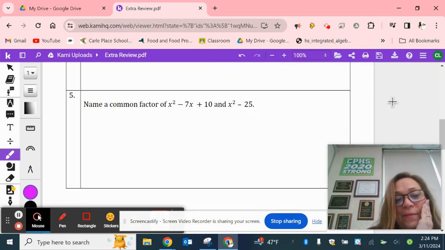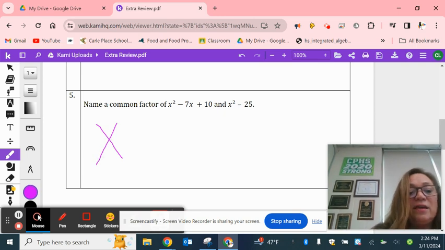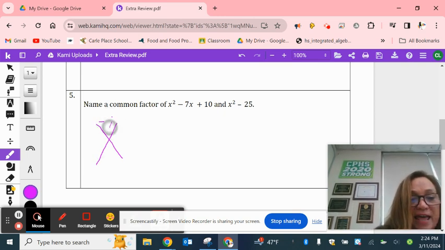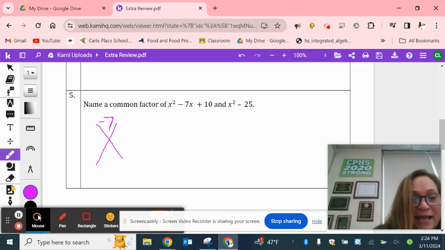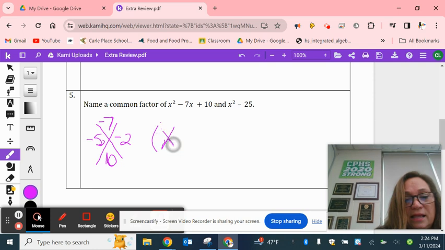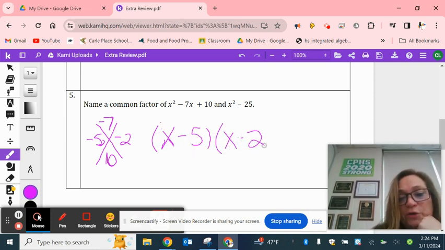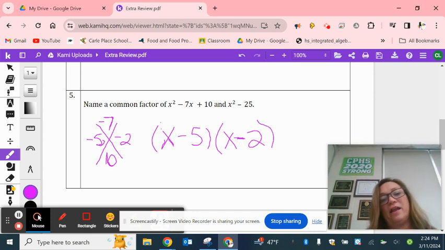All right, name a common factor. So I'm going to factor the first one, and I'm going to use the X game method. So I'm looking for factors of 10 that when I add, I get a negative 7. So that's going to be negative 5 and negative 2. So that would be x minus 5 and x minus 2. And again, you can check that on your calculator. So you can use the test button, and I'm going to show you all of that at the end, or you can also use the graph.